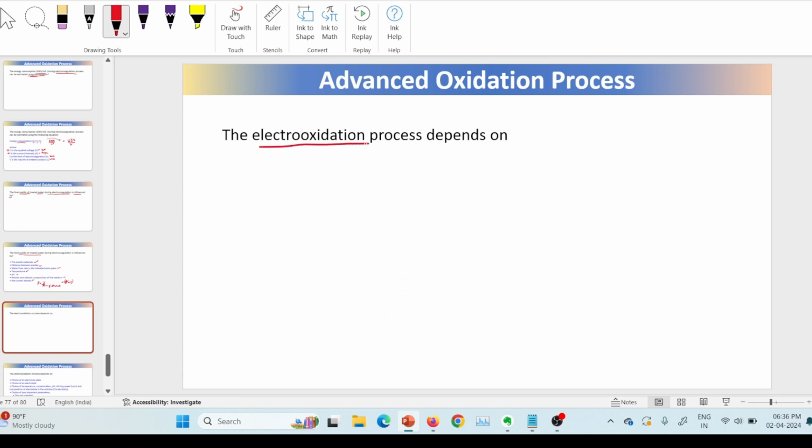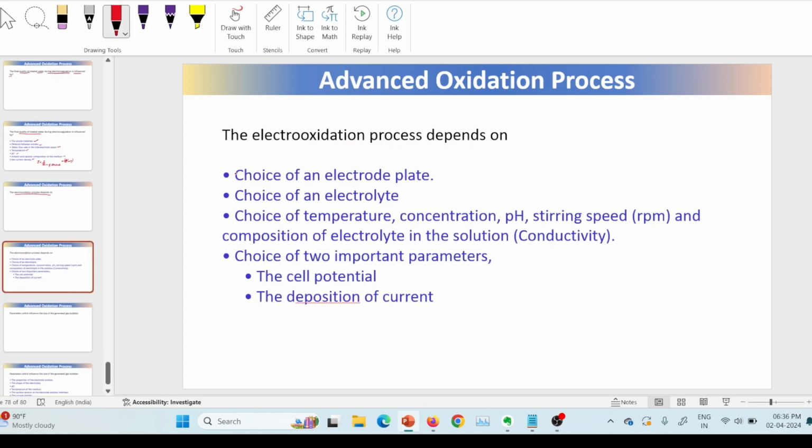The electro-oxidation process depends on choice of an electrode plate, choice of an electrolyte, temperature, concentration, pH, stirring speed, and composition of electrolyte in the solution. That means conductivity. So the composition of electrolyte is defined in terms of conductivity. Two other parameters are the cell potential and the deposition of current.